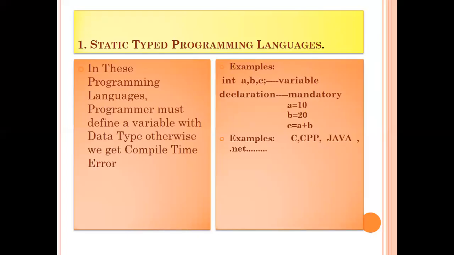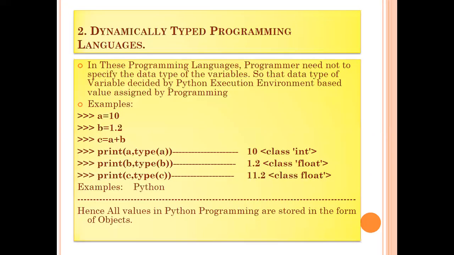Example: C++, C, Java, .NET. Int A, B, C, these are the variables. Declaration is mandatory, like A is equal to 10, B is equal to 20, C is equal to A plus B. I have shown you also. Now, let's go ahead with dynamically typed language.